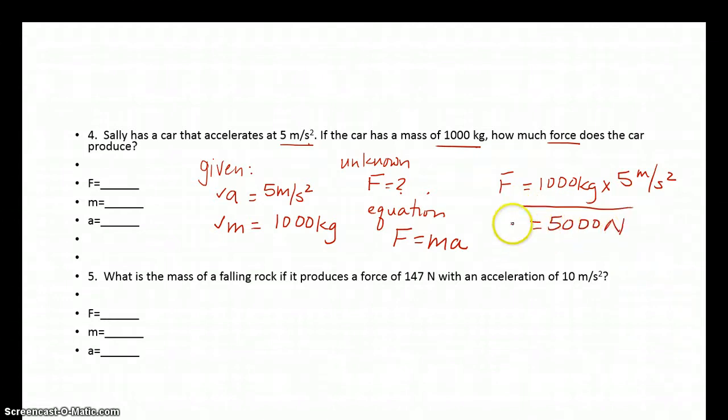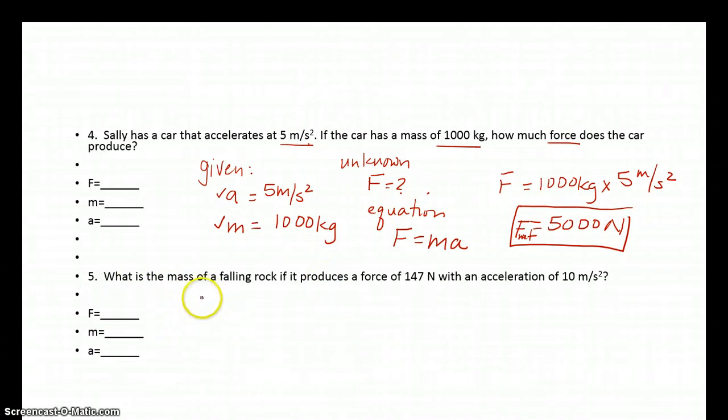So that's my answer right there. Now keep in mind this is the net force. And that's going to be very important once we get to the more difficult ones. So that is a net force, meaning that is the difference between my applied and my frictional force. So let's try another one.